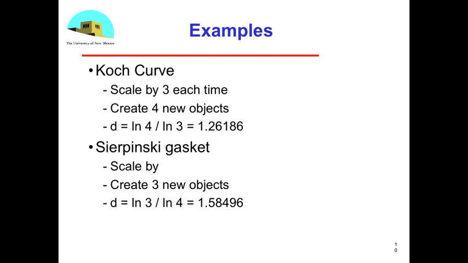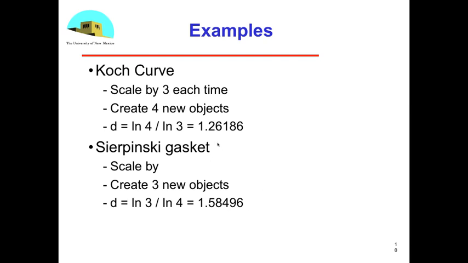Now for the gasket, each time I got 3 new objects because I threw away the middle, but the scale factor was 1/2, so it's natural log 3 over natural log 2, which is about 1.6. So now I have an object, again, that's not two-dimensional, but lies in the plane and has a dimension that is higher than the dimension here, which, as we'll see in a minute, is some measure of the roughness of the thing that I create.